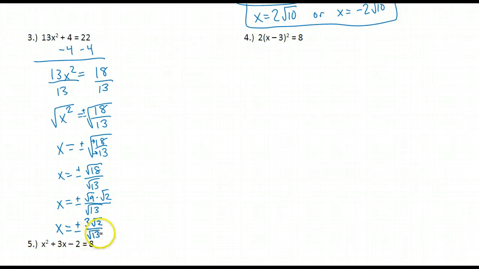At this point, I need to rationalize my denominator. I can't have a square root in the denominator, so I'm going to multiply by 1. But not just any 1, 1 over 1. But I'm going to turn that 1 over 1 into the square root of 13 over the square root of 13. And the square root of 13 over the square root of 13 is 1, so I'm really just keeping this number the same, but changing its form.